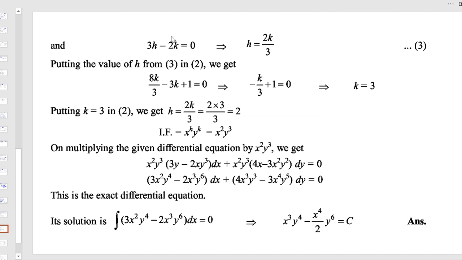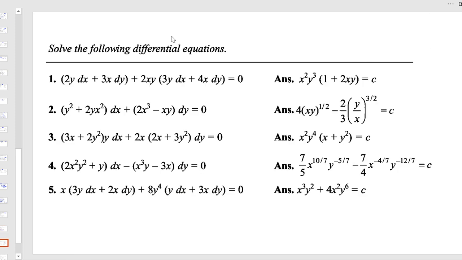So here also you get, this is our n, this is our m. So m dx plus n dy, and this becomes an exact equation, and then you apply step 1 to 3, and you will get this solution. And these are your practice problems for this rule 4.